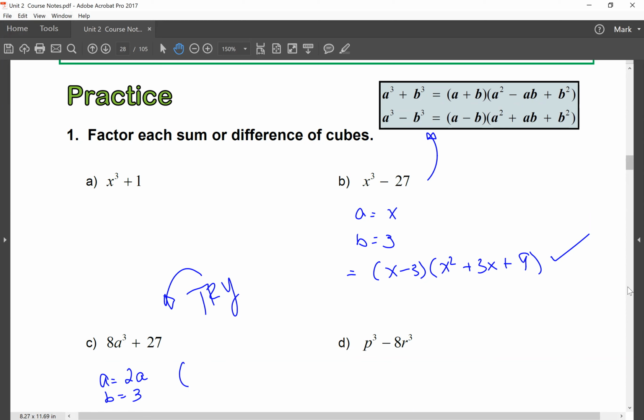So now I plug it into the formula. This would be A plus B, so 2A plus 3. And then it would be A squared. I'm not going to write A squared, I'm going to write 4A squared, right? Like 2A times 2A. Minus A times B, which is 6A. And then B squared, which is, of course, that 9 again. All right, so there you go. Not the easiest thing, also not the hardest thing, because luckily we're given formulas.